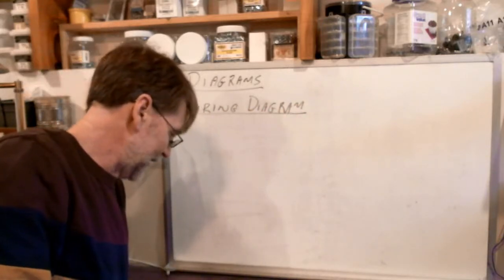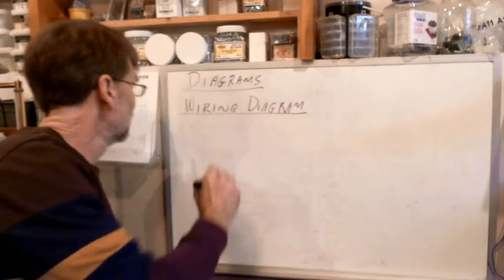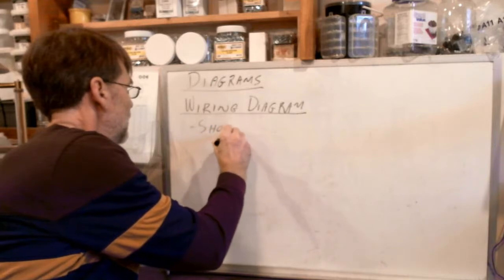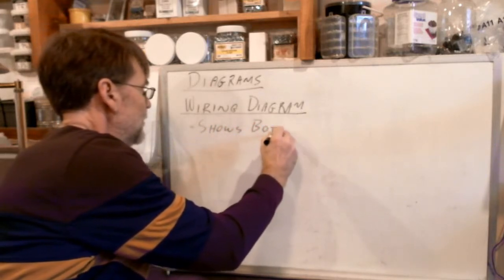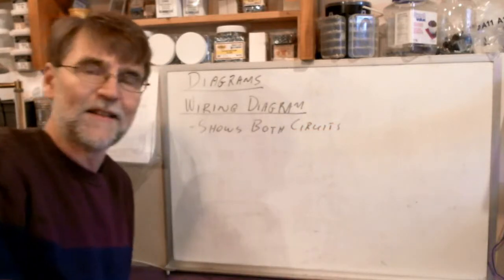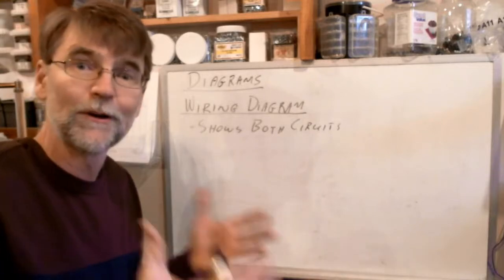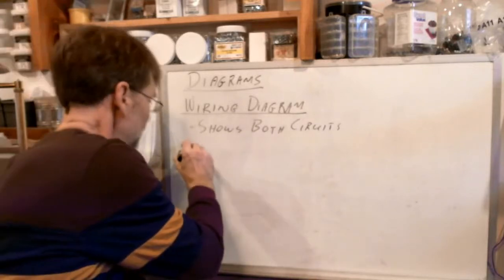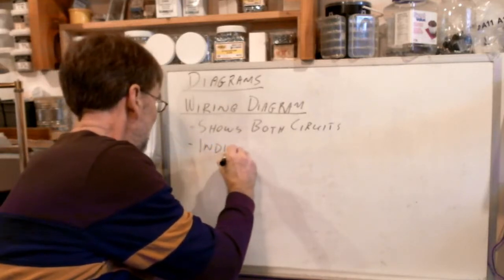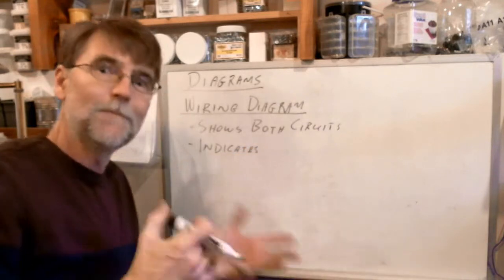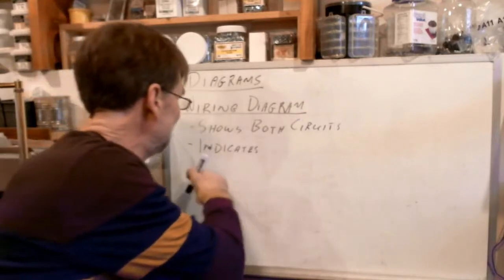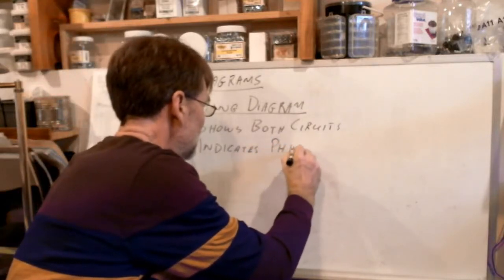So what is a wiring diagram? A wiring diagram, first of all, shows both circuits. I just showed you the fact that there are 2 circuits. The wiring diagram is going to include both. The wiring diagram indicates in some form, it's probably not exactly to scale, but it puts a good deal of effort into indicating physical locations.